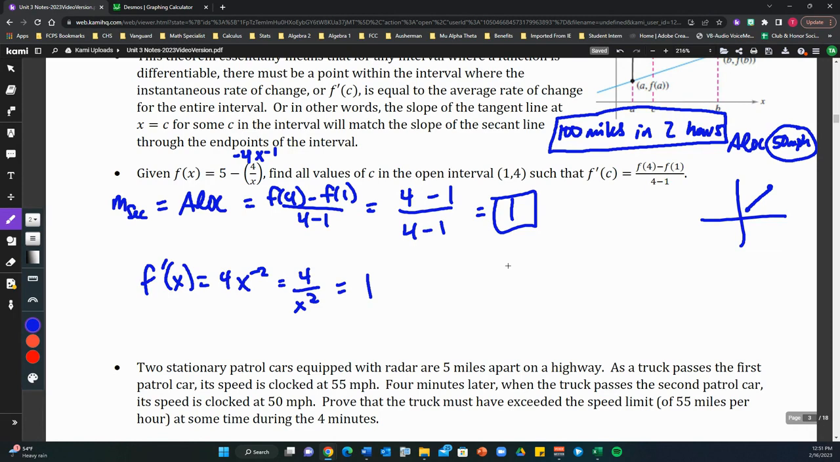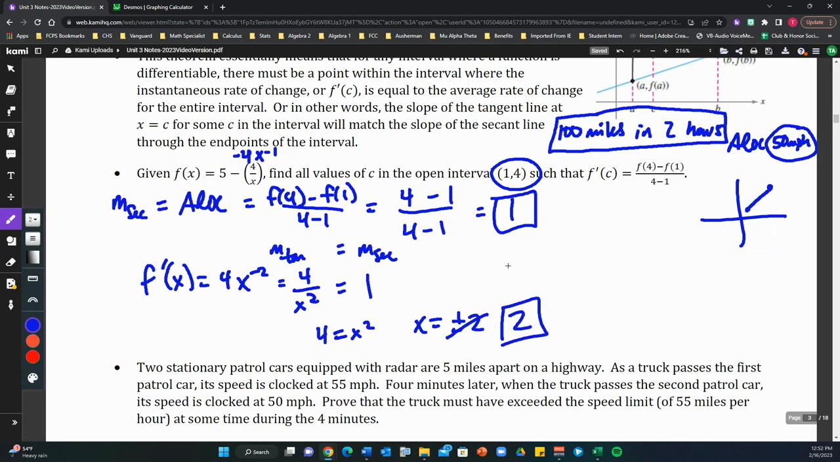I want to know, where do these two equal one another? Or in other words, this represents the slope of the tangent line. This is the slope of the secant line. So I'm looking for that value of x that makes this true. So if I solve this, exchange on the diagonals, I get 4 equals x squared, or x equals plus or minus 2. But we're only looking for it in the interval from 1 to 4. So we're only going to take +2 as the value of c that we are looking for.